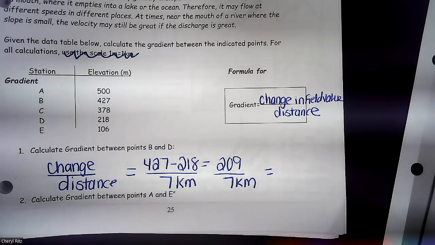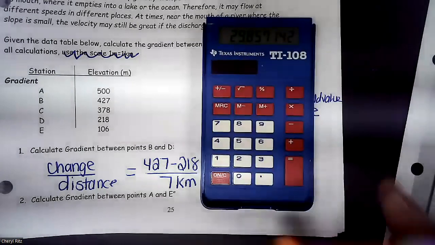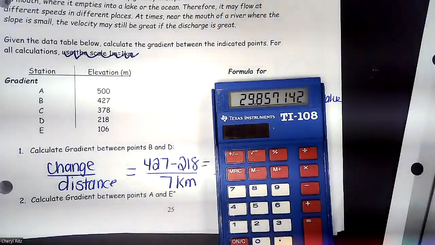Okay, so James got a really big number. You're right. 29.857142. I'm going to remind you that unless they tell you otherwise, in science, you always go to the tenth place. Which number is the tenth place? The 8. But what happens with the 8?